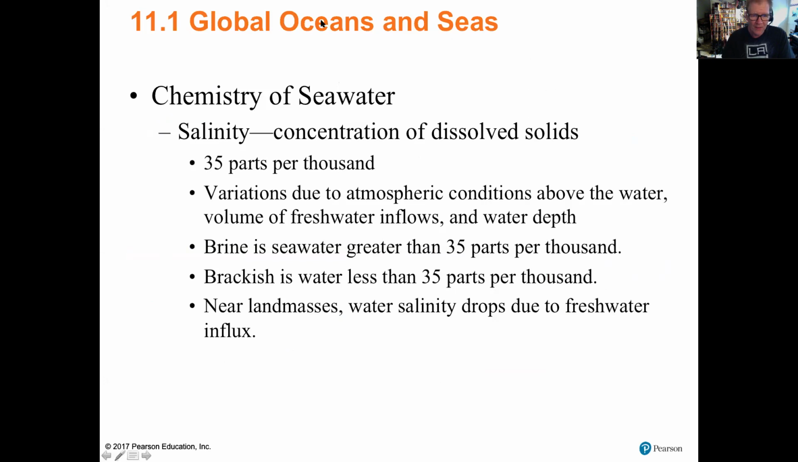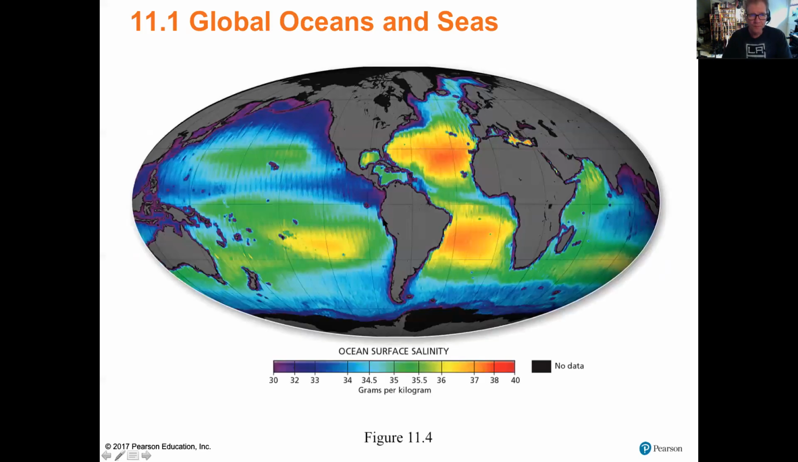So again, this will change, okay? If it's greater than 35 parts per thousand, it's what we call brine. If it's less than that, it's brackish. So as we get near land masses, the salinity of the water drops below 35 parts per thousand. And in other parts, especially where the water's hot, it tends to be a little saltier. It always depends, again, on the variations in the atmospheric conditions.